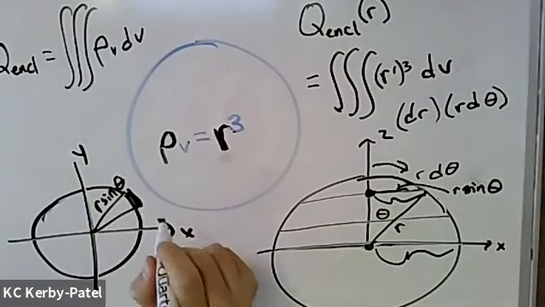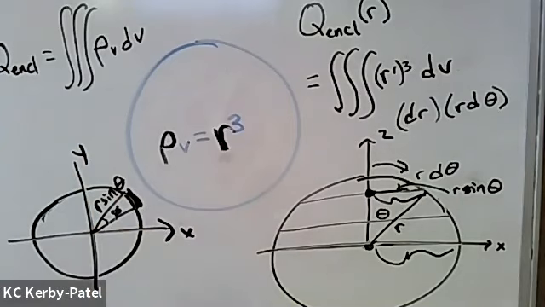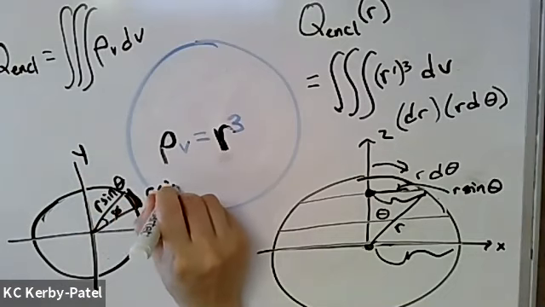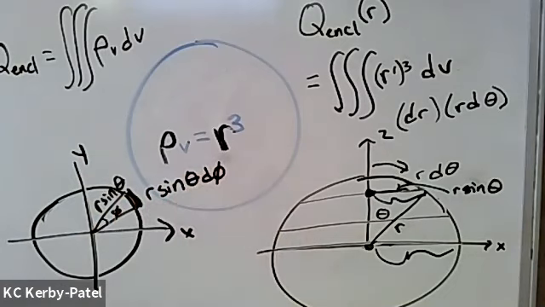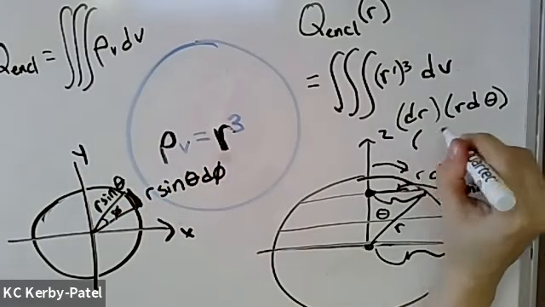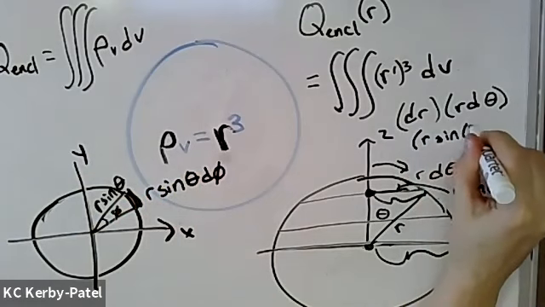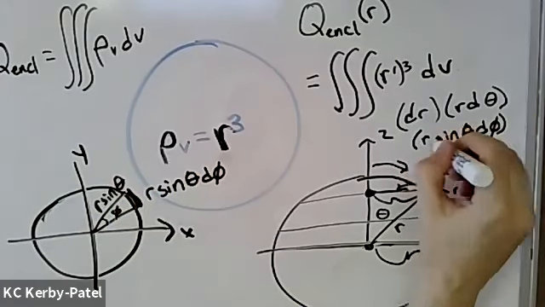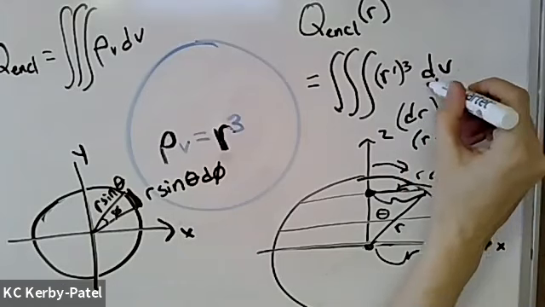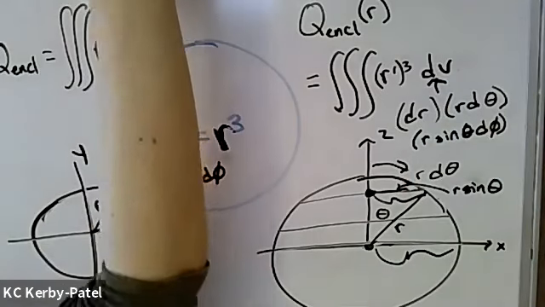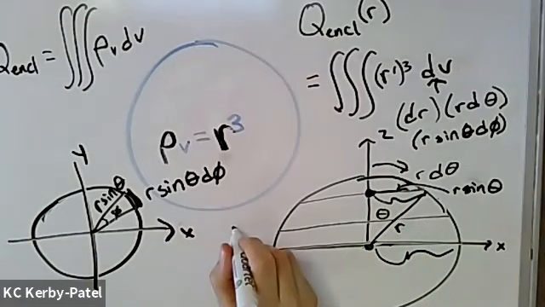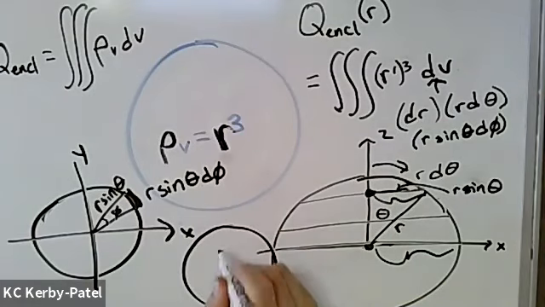What's this arc length? If I make this angle phi, that arc length is r sine theta d phi. And then I can multiply all these things together. R sine theta d phi goes up there. And this product of these three things becomes dV, the differential volume.